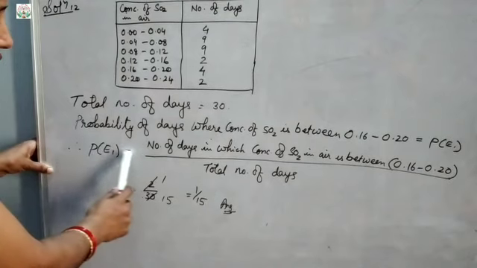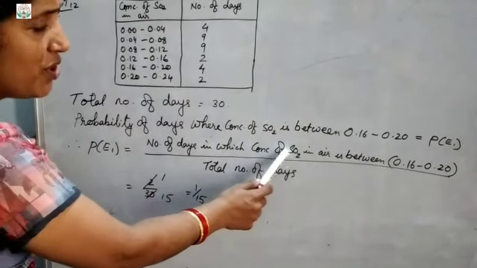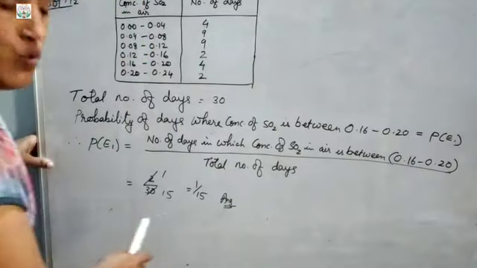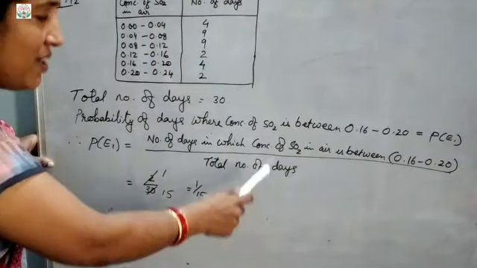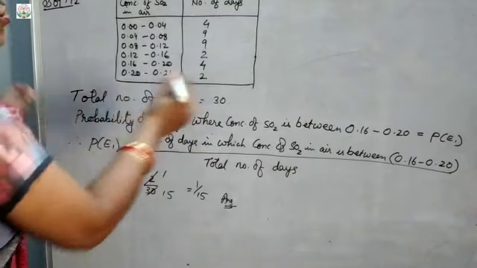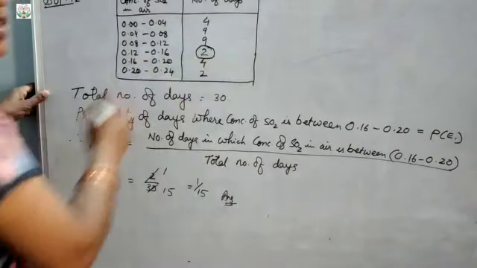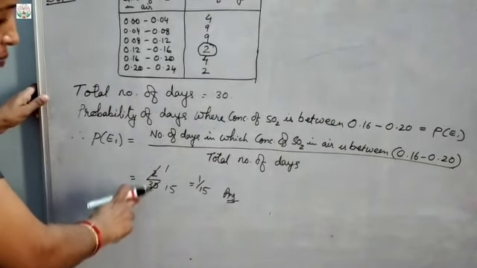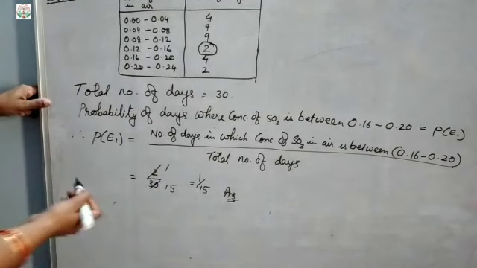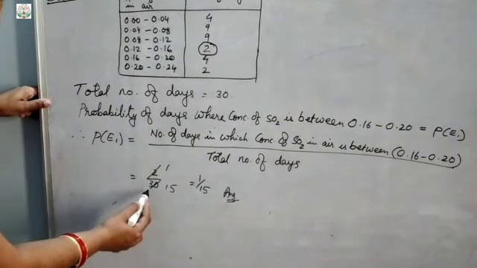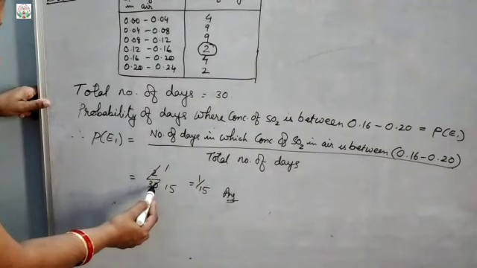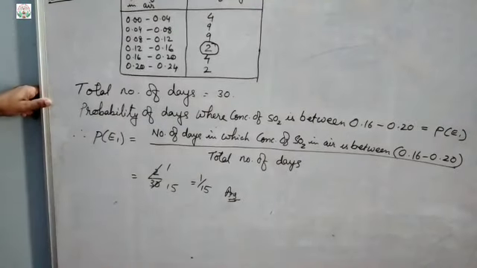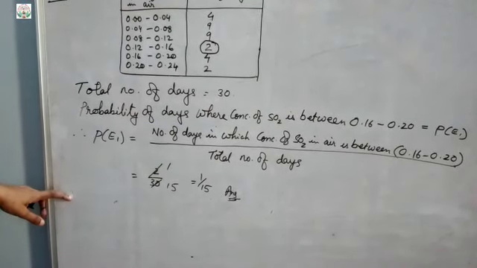Therefore P of E1 equals the number of days in which the concentration of sulfur dioxide in the air is between 0.12 to 0.16 upon total number of days. Here how many days do we have where the concentration lies between 0.12 to 0.16? That is 2. So we can write 2 upon total number of days 30. So 2 upon 30, on cancelling, you know that it is divisible by 2. 2 ones are 2, and 2 fifteens are 30. So 1 upon 15. The answer will be 1 upon 15. Okay, clear children, understood?